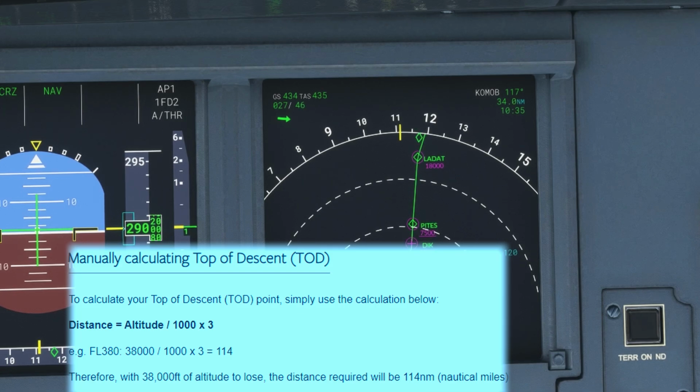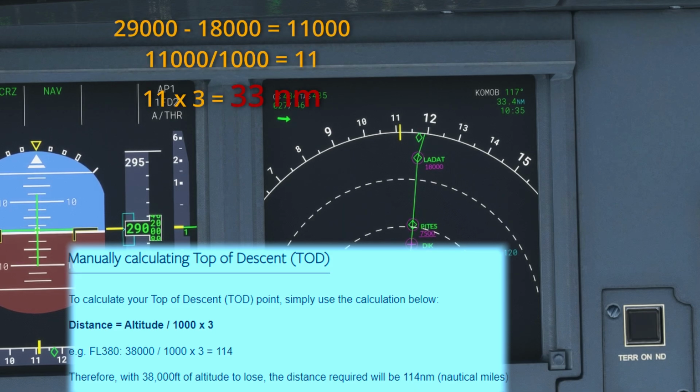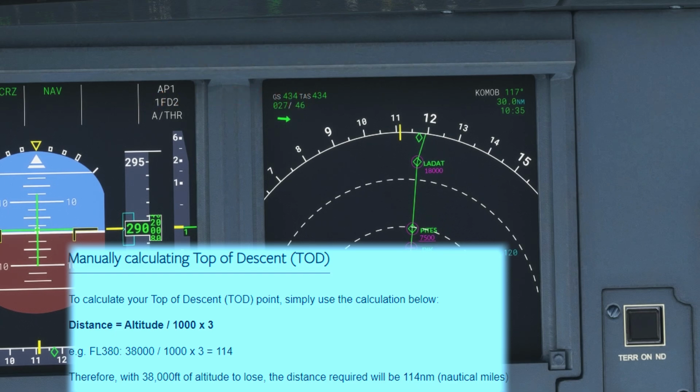So taking that formula in mind, let's apply it to our instance. We're at 29,000 feet and we want to descend to 18,000 feet. So the difference is 11,000 feet. Take the 11,000 feet in thousands, so it's 11 times 3, and that's 33 nautical miles. In this instance, I'd like to be at the selected altitude of flight level 180 about 5 nautical miles before Ladakh. So 33 plus 5 is 38. I'm going to round it off at 40 nautical miles before Ladakh is my top of descent.